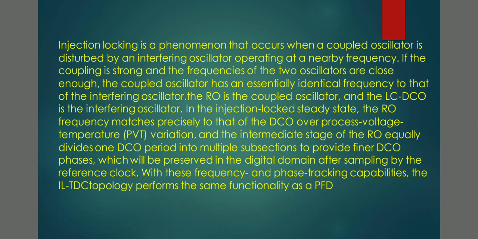Injection locking is a phenomenon that occurs when a coupled oscillator is disturbed by an interfering oscillator operating at a nearby frequency. If the coupling is strong and the frequencies of the two oscillators are close enough, the coupled oscillator has an essentially identical frequency to that of the interfering oscillator. The RO is the coupled oscillator and the LC DCO is the interfering oscillator.